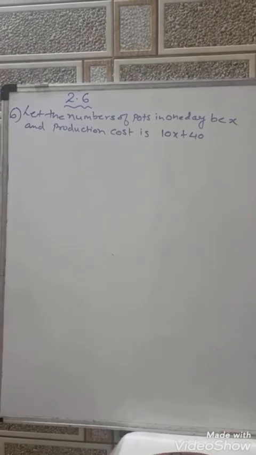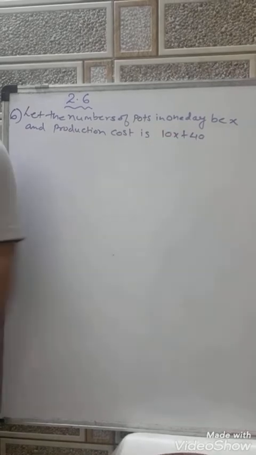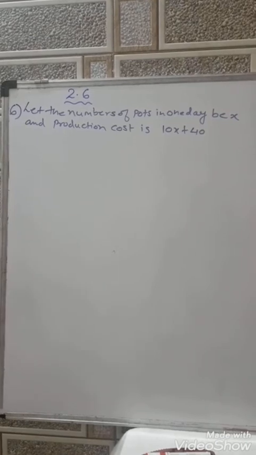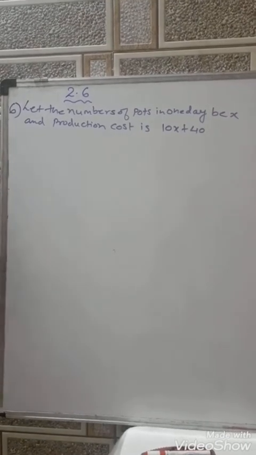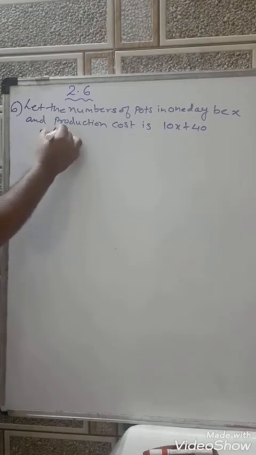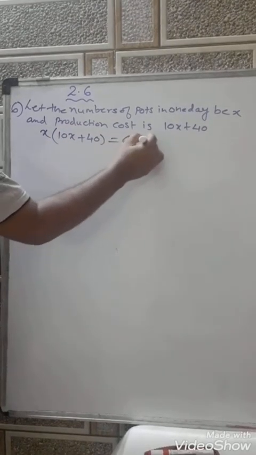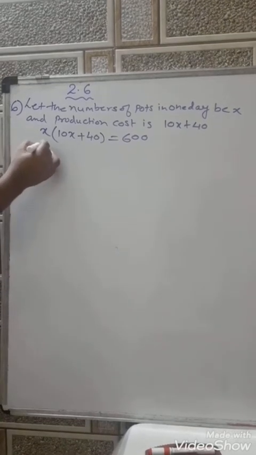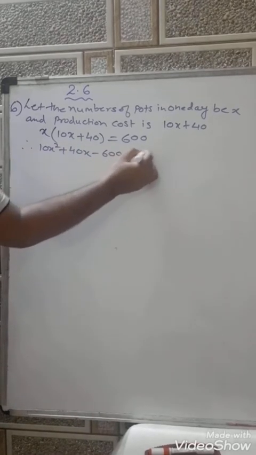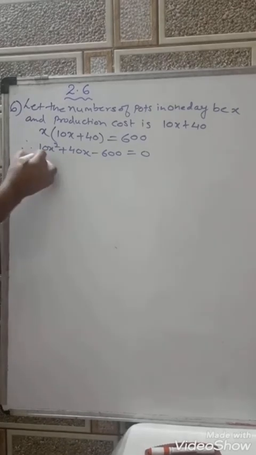So the number of pots that we consider is x, and the production cost is 10x plus 40. So the total is 600 rupees in one day. It means this x, the number of pots, multiplied with the production cost 10x plus 40, equals 600. So what do you get? 10x square plus 40x minus 600 equals 0. So we divide the whole equation by 10.